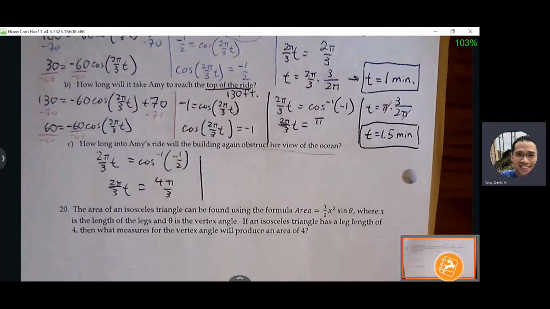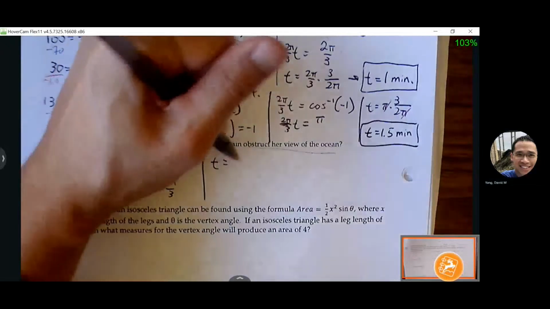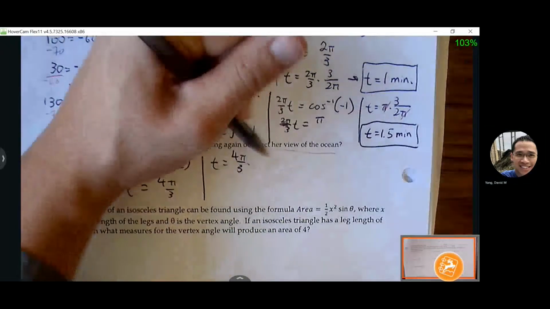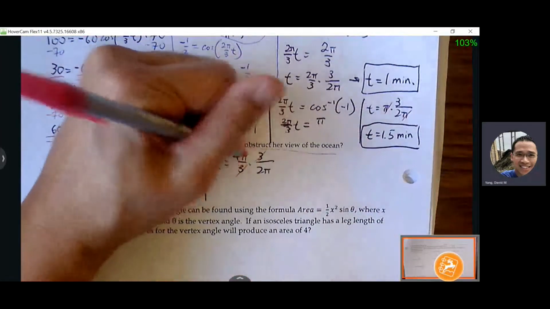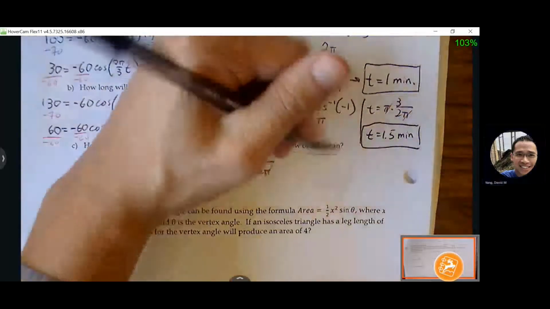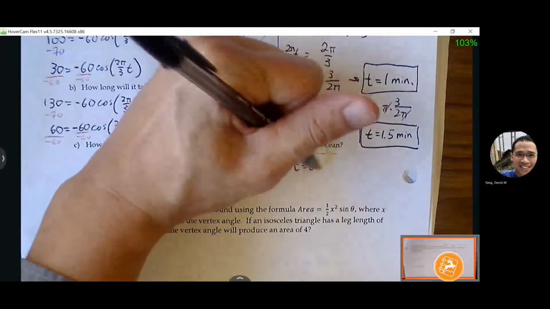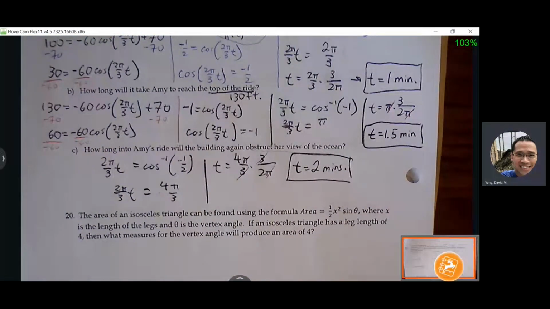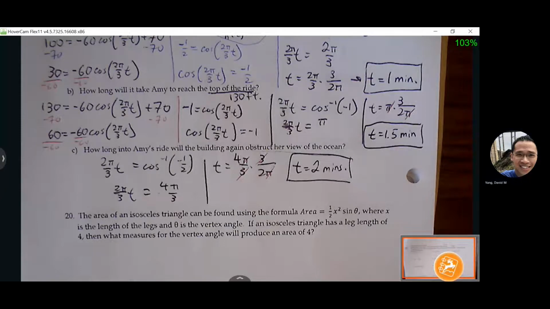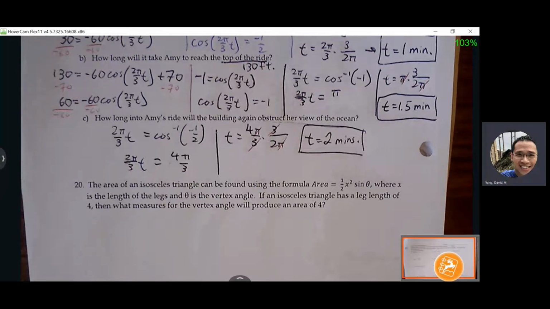We divide both sides by 2 pi over 3. Same thing as multiplying by the reciprocal. Threes cancel out, pi's cancel out. 4 divided by 2 is 2. So 2 minutes in, the Ferris wheel is going to descend down to 100 feet, and then after 2 minutes, she's not going to see past the building anymore. Okay, questions there?